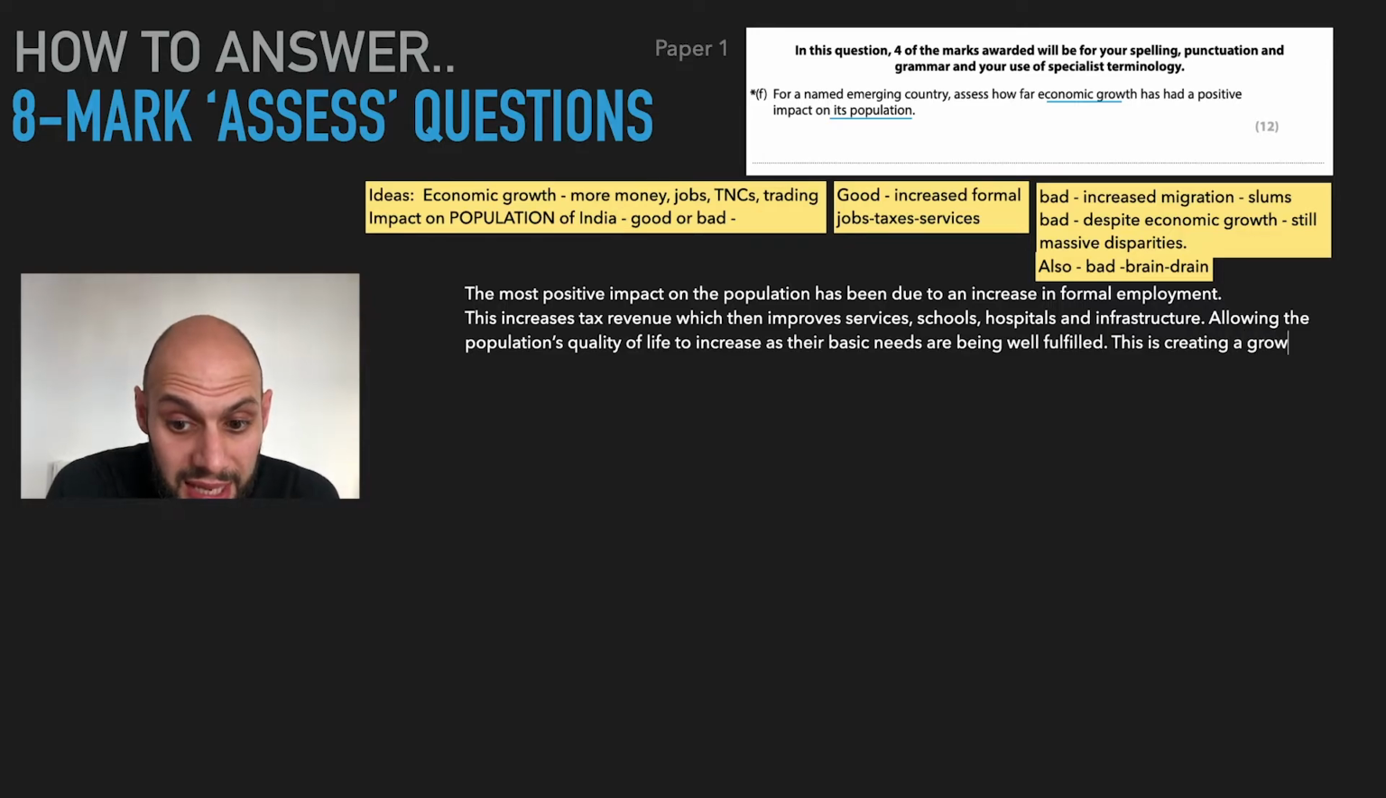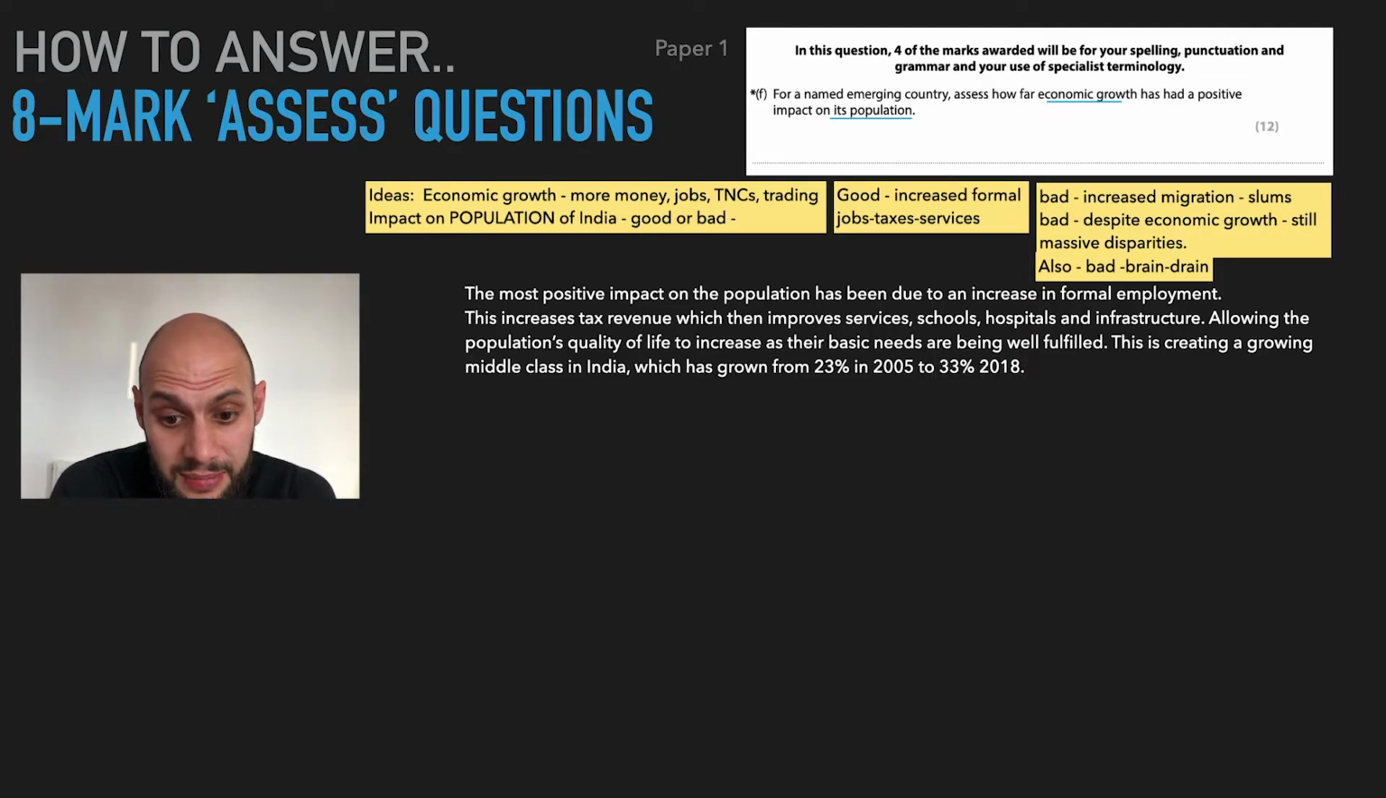This is creating a growing middle class in India, which has grown from 23% in 2005 to 33% in 2018. This, I know from research, is the kind of statistic which you would need to remember. So in 2005, there was 23% of the population in a middle class, yeah, not extremely wealthy, not extremely poor. Just over a 10-year period, it's increased by 10%. So you could use this as evidence to say, look, economic growth is having a positive impact on the population.